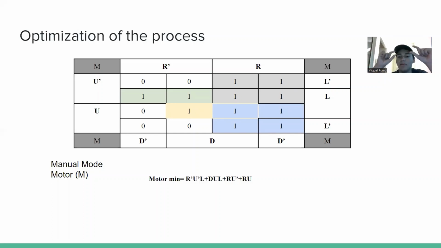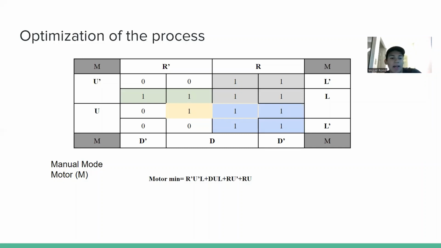We need to group all the ones, making groups of two, for example, 2, 4, 8, 16, etc. And doing this, we can eliminate variables. For example, we need to see the variables within the groups. And if in the group, one variable changes, it could be eliminated. This is because of the Boolean rules, logic rules.